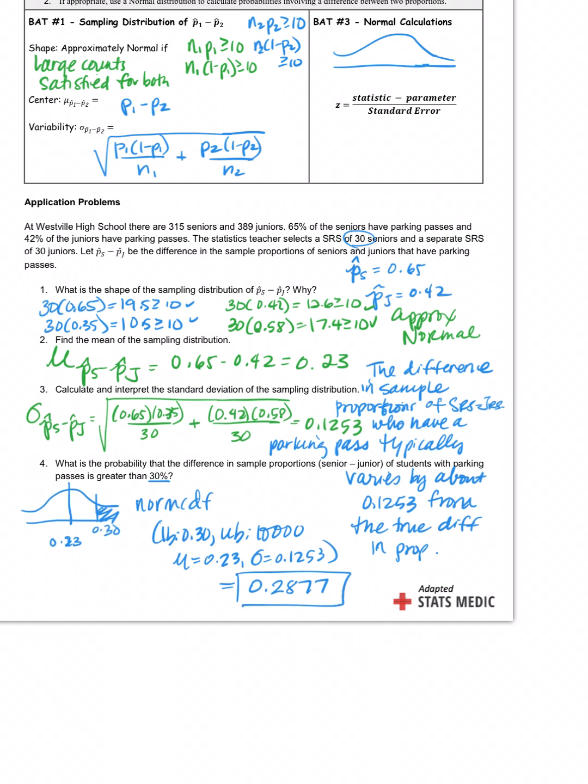Okay? So hopefully you did okay with that example. So this is the general idea of how we handle it when we do difference in proportions. Now in the next simulation, we're going to talk about confidence intervals and hypothesis tests. Very similar, now that we know basically how to check conditions.